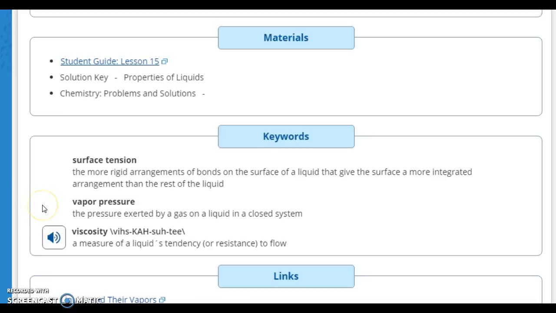Vapor pressure: the pressure exerted by a gas on a liquid in a closed system. So if I have a cup of water, there is pressure on the air above my water in the cup that's pushing down on the water. So air pressure, just like atmospheric pressure is pressing on your eyeballs right now and everywhere else.